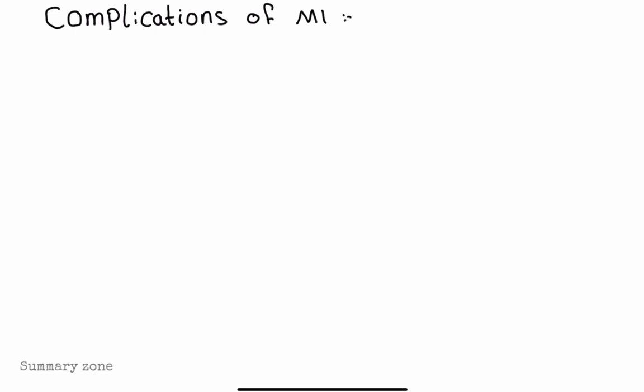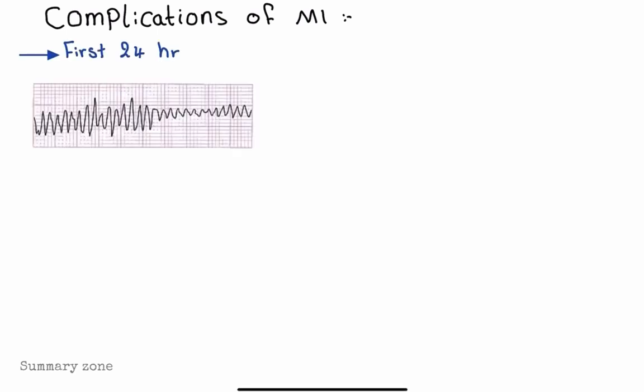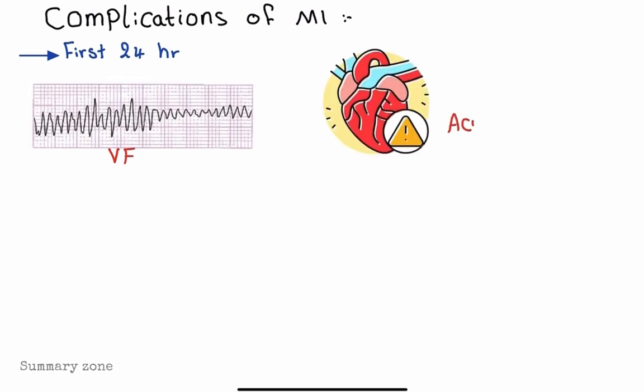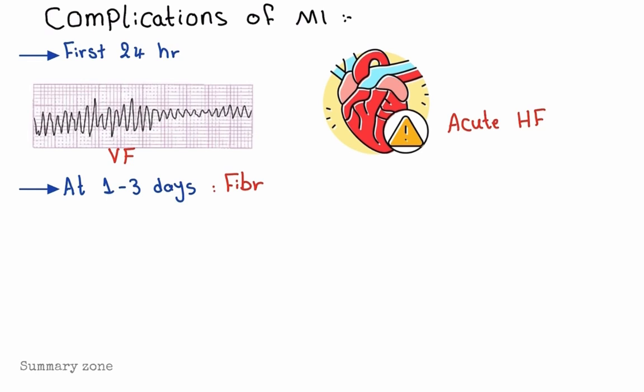Complications of MI by timeline. Finally, it's vital to be aware of the potential complications following an MI, which are often tied to a specific timeline. In the first 24 hours, the biggest risk is a lethal arrhythmia like ventricular fibrillation and acute heart failure. At 1 to 3 days, fibrinous pericarditis can occur, causing a different type of chest pain.